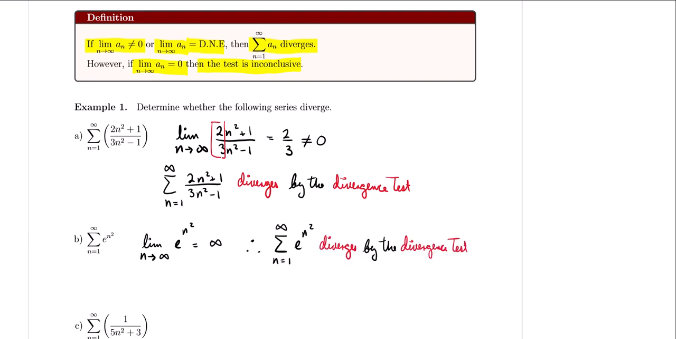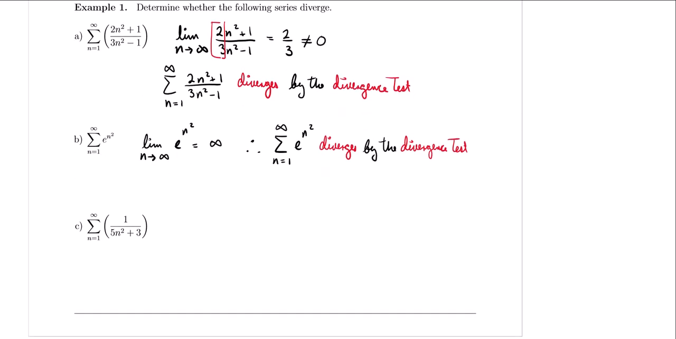So not too bad. Now let's take a look at one more example here. So let's say that we have the infinite series here as n goes from 1 to infinity of 1 over 5n squared plus 3.